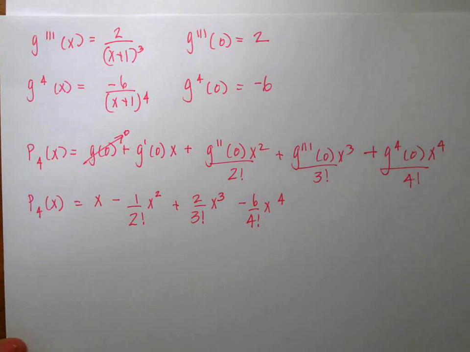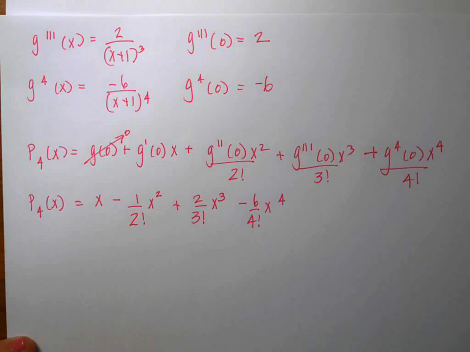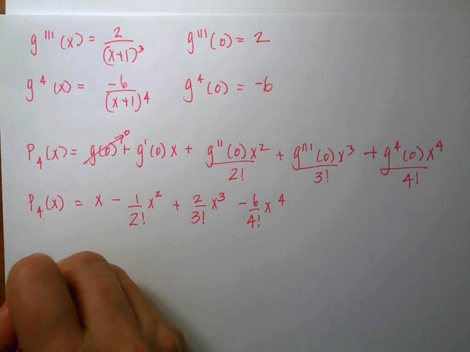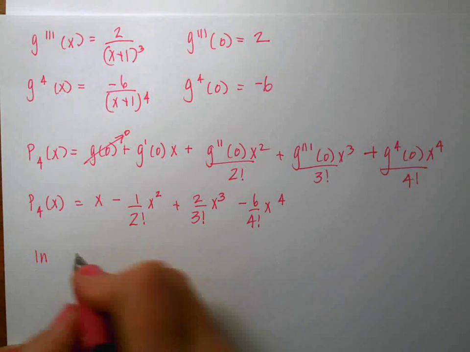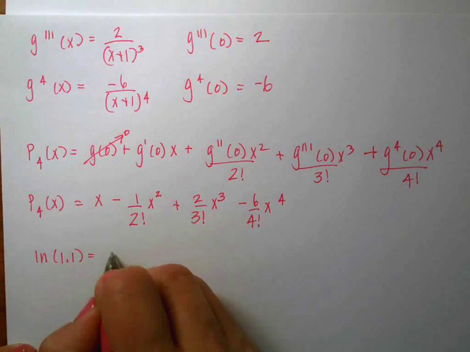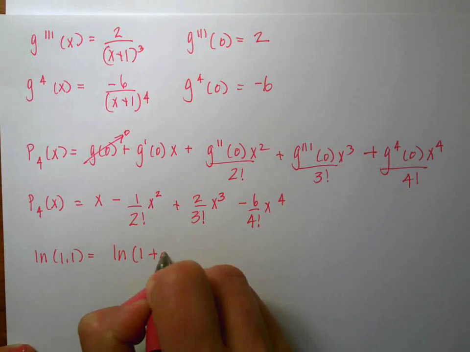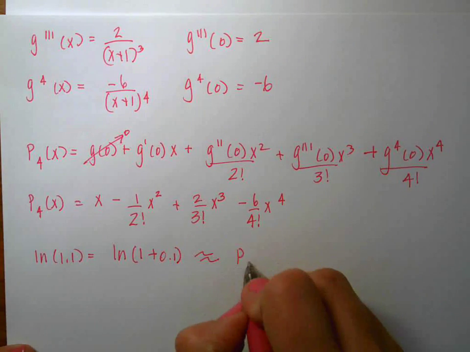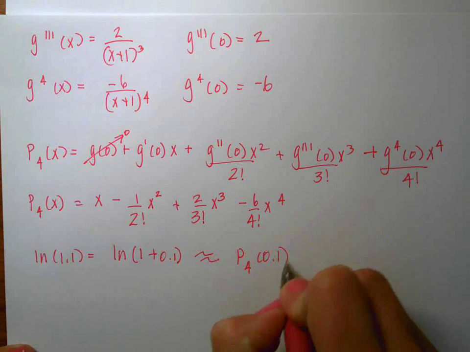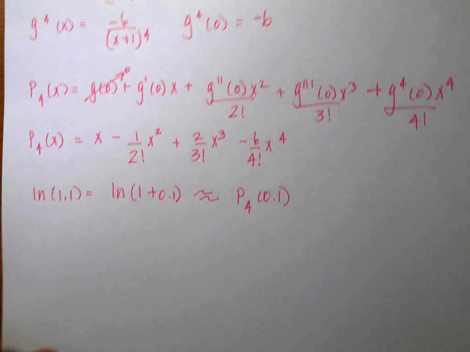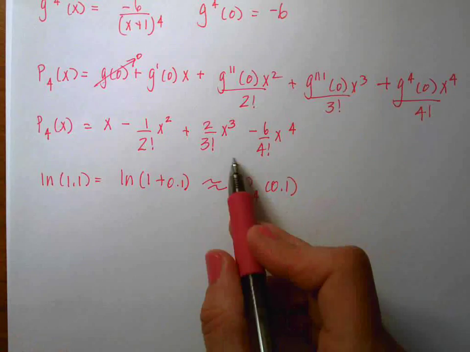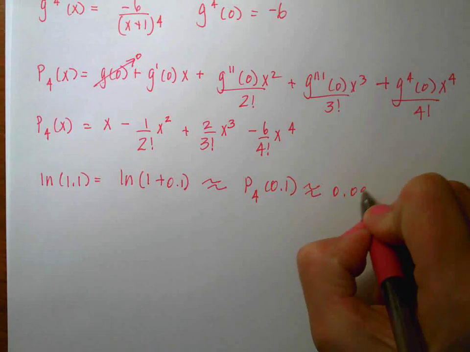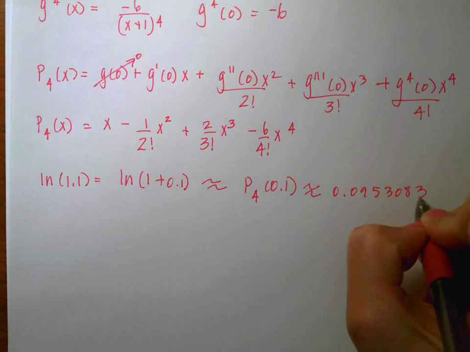All right. And so if you'll remember, when we started this, we're actually trying to approximate the value of the natural log of 1.1. So that's where I'm going to go back now to the approximation. So I have the natural log of 1.1, and that's going to equal the natural log of 1 plus 0.1. And this is approximately equal to our fourth degree polynomial evaluated at 0.1. And then we would take this and substitute it into our original equation, and this would become 0.095303.